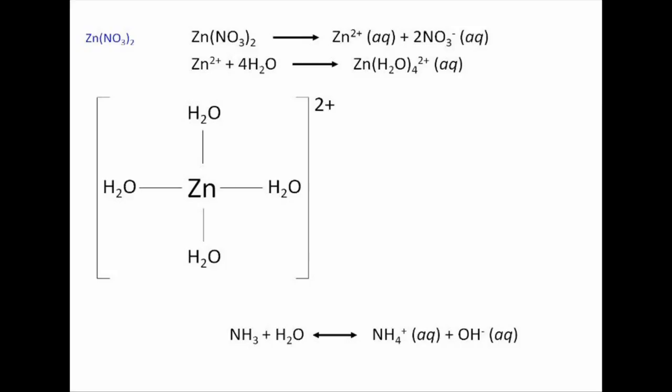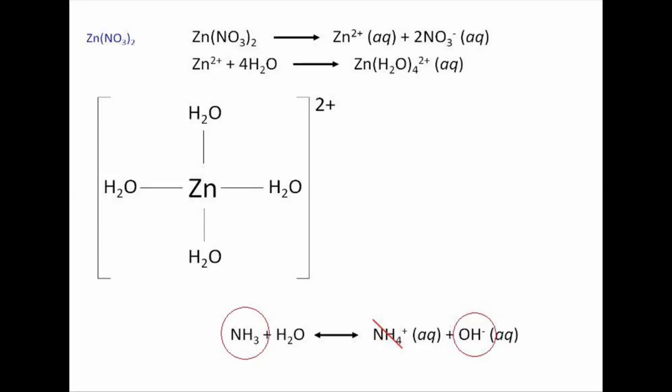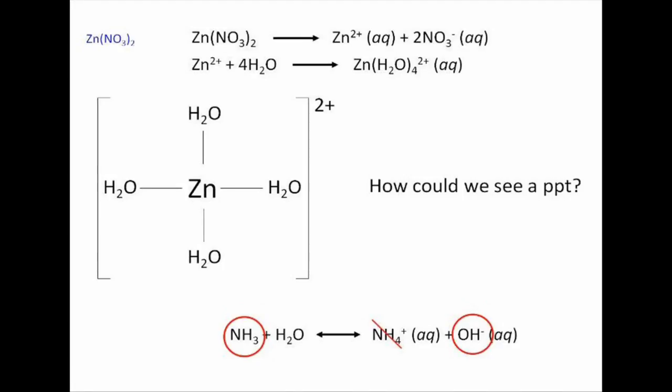ammonia is a weak base, which means it dissociates partially to give ammonium ions and hydroxide ions. Once again, those positively charged ammonium ions aren't going to want to approach the zinc. Hydroxide, we know, has the ability to work as a ligand, but looking on the other side of the equation, ammonia will also quite happily work as a ligand. Like water, it is a polar molecule. So adding ammonia, how could we see a precipitate?